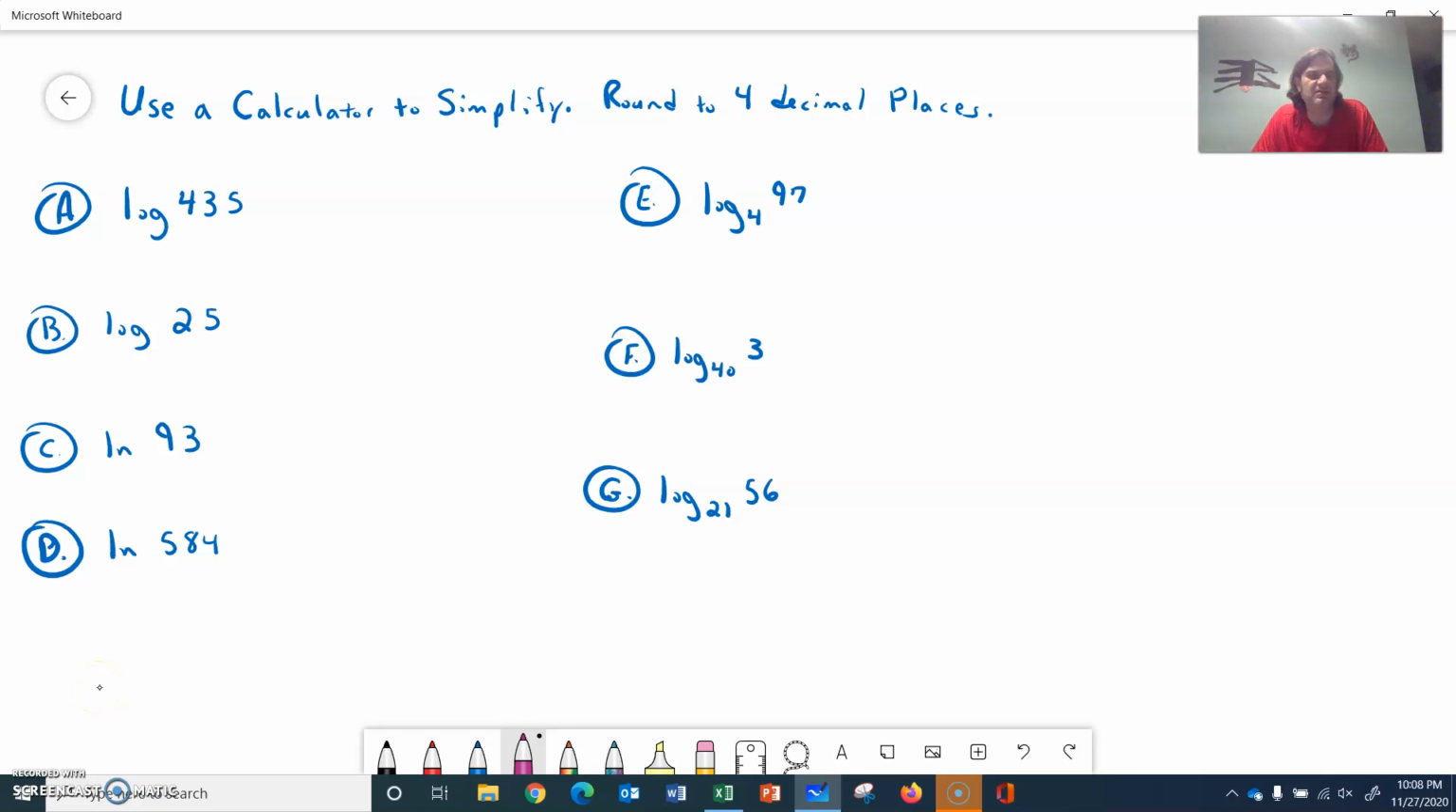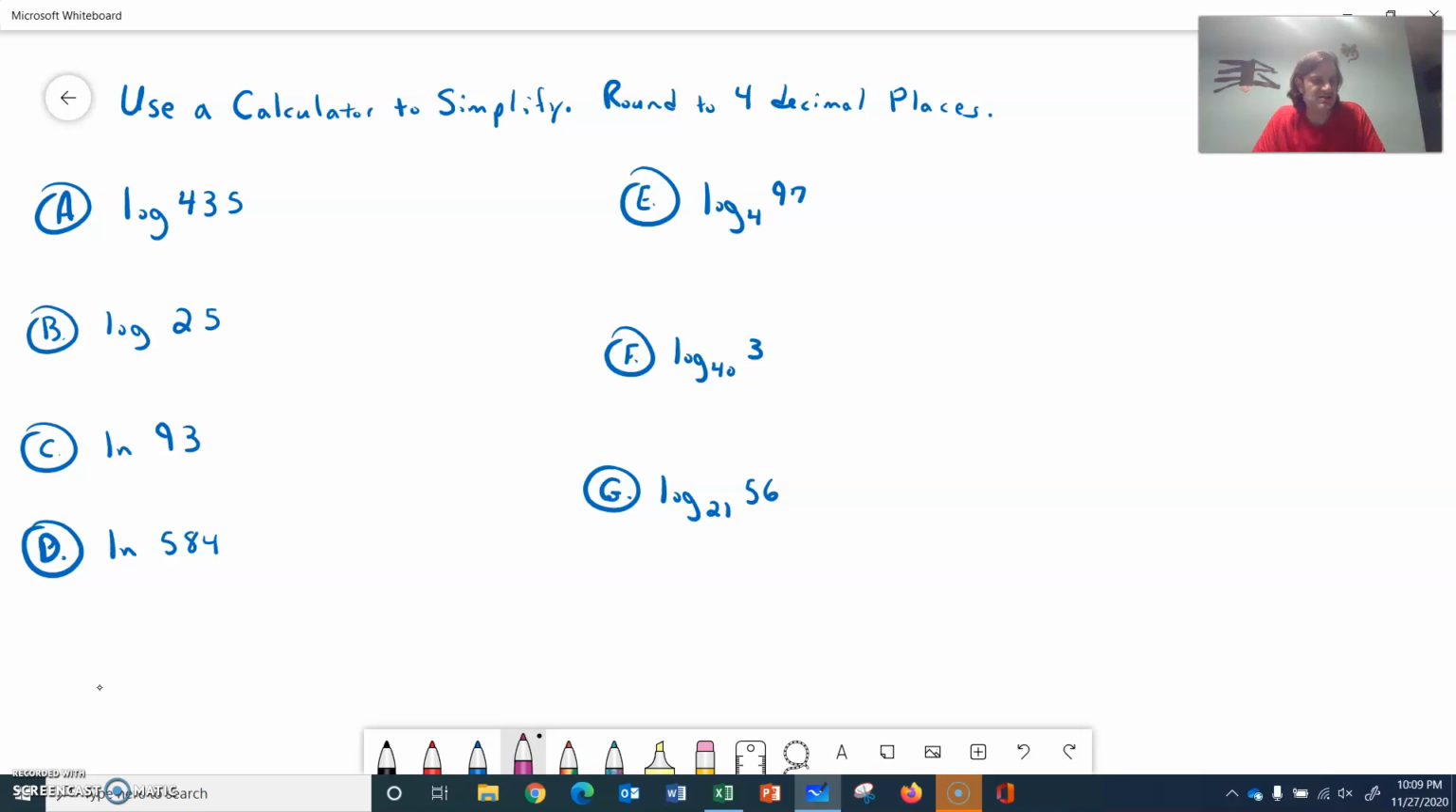Hey, it's Mr. Allred, and we're going to simplify or evaluate or calculate logarithms using our calculator. We're going to round our answers to 4 decimal places. So the main exercise here is making sure you're using your calculator correctly.